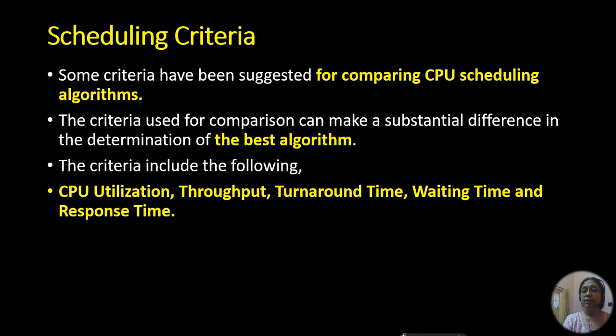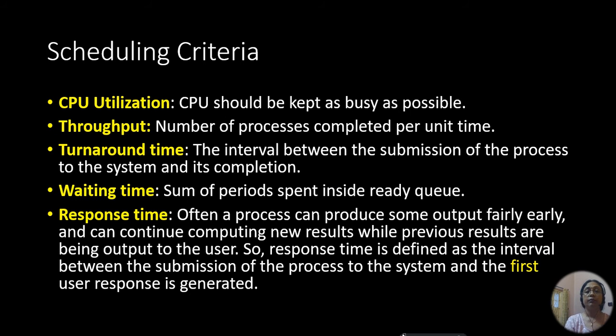Some scheduling criteria have been suggested for comparing CPU scheduling algorithms. The criteria used for comparison can make a substantial difference in the determination of the best algorithm. The criteria include the following: CPU utilization, throughput, turnaround time, waiting time, and response time. The first criterion affirms that the CPU should be kept as busy as possible. The second criterion, throughput, is defined as the number of processes completed per unit time. Turnaround time indicates the time interval between the submission of the process to the system and its completion.